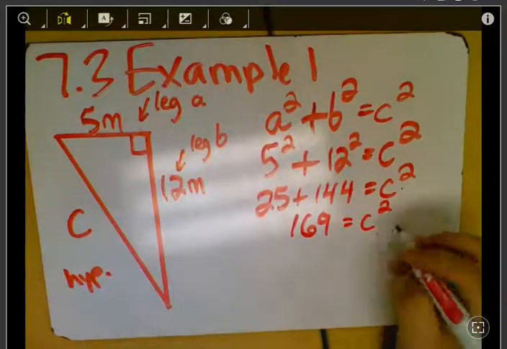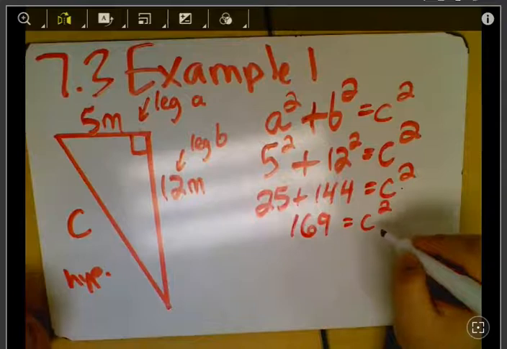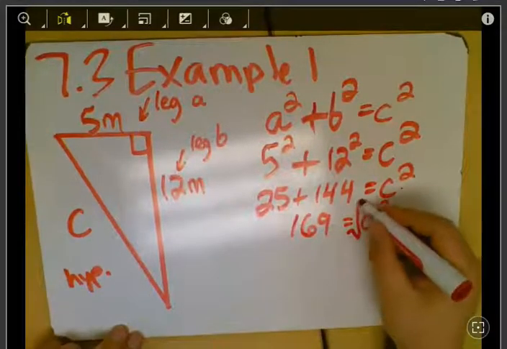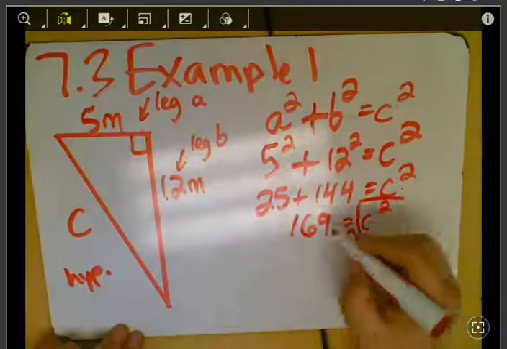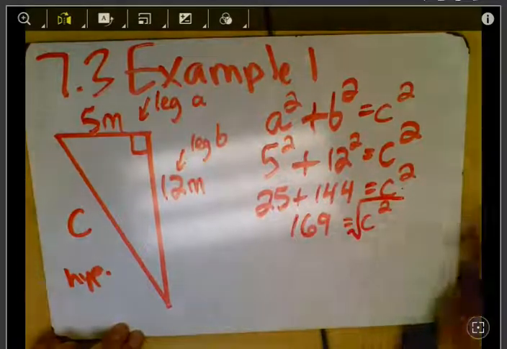And to figure out what c is, how do we undo squaring? How do we undo this squaring? Think about it. We use the square root. That's what we just learned in section 1. So we take the square root of that side, and remember, if we do something on one side of the equal sign, we do the same thing to the other side.